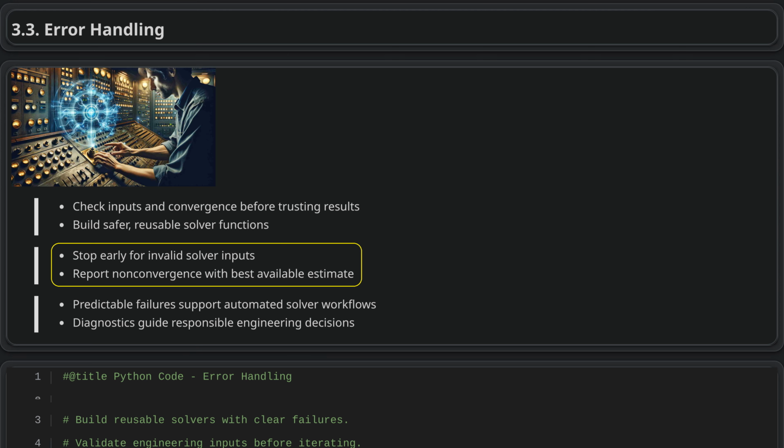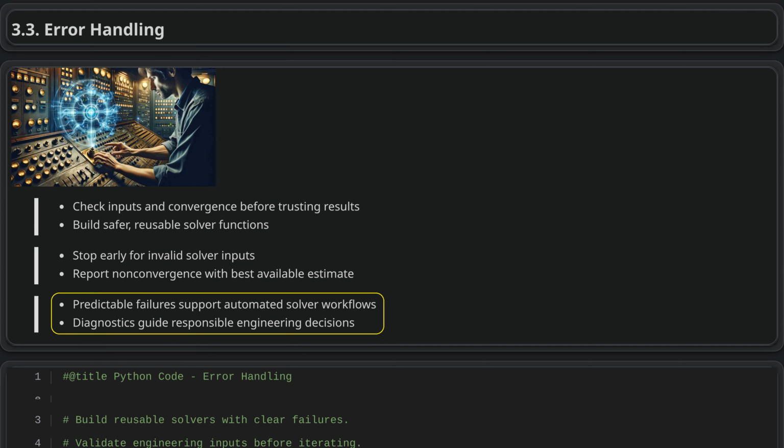A reliable solver should clearly separate input errors from iteration warnings. Invalid inputs should stop the calculation and explain the problem, while issues like slow convergence or reaching the iteration limit should be reported even if an estimate is produced. This clarity helps engineers judge results, adjust settings, or reconsider whether the model is appropriate. Clear error handling makes solver functions more reliable and easier to use in larger automated workflows.